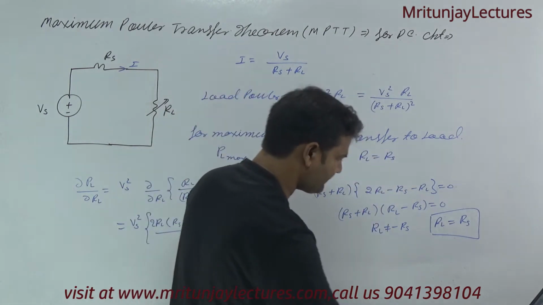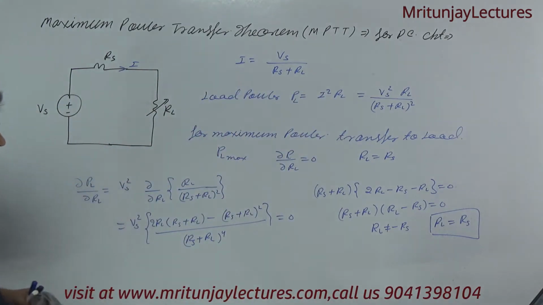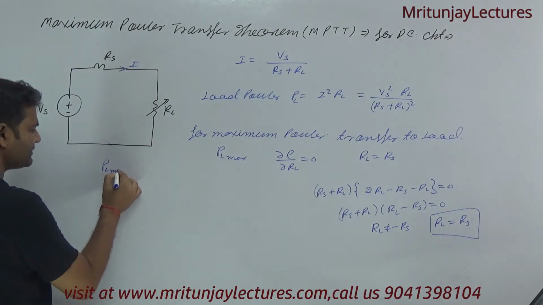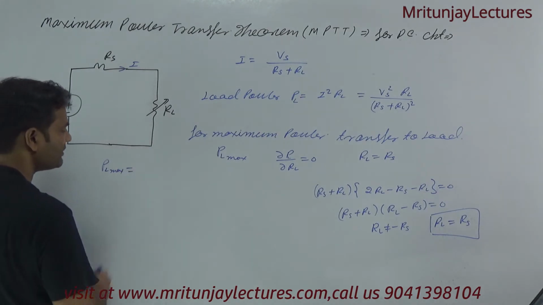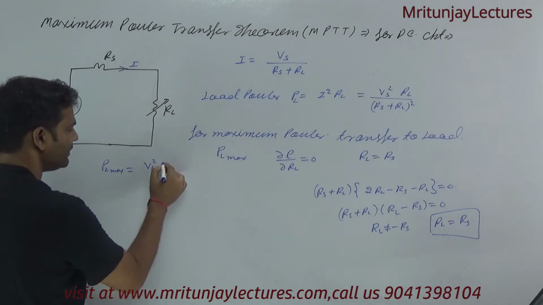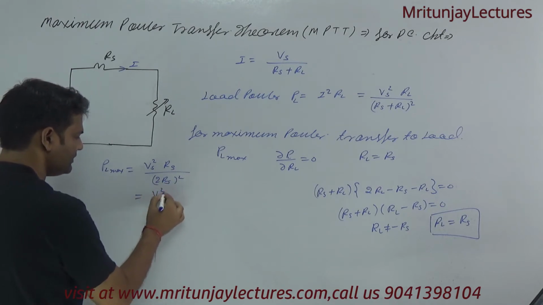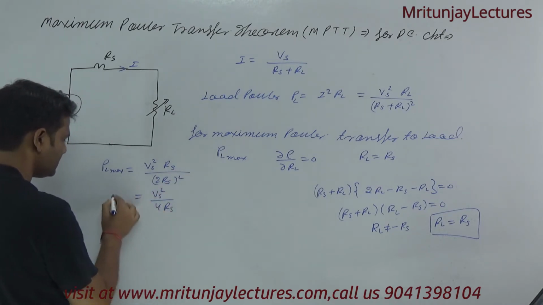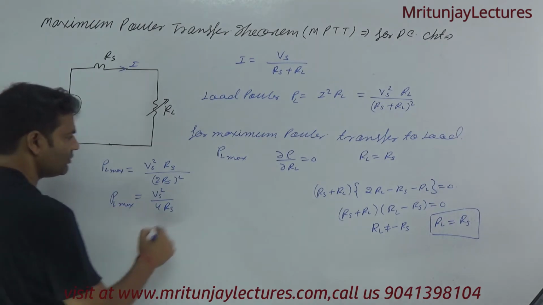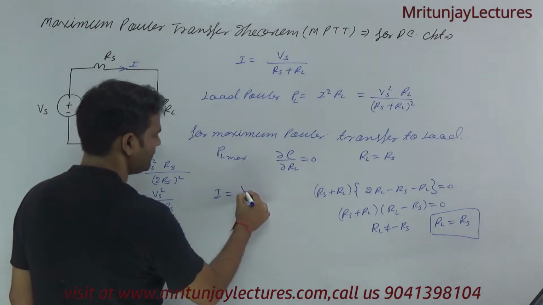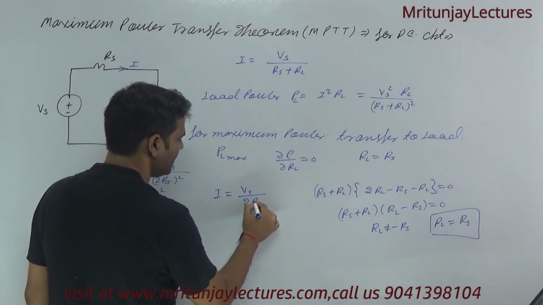Clear or not? So PL max is written as Vs square into RL, which is also Rs, divided by (2 Rs) to the whole square. Finally we get Vs square upon 4 Rs, that is PL max. What about current at maximum power? It is Vs divided by 2 Rs.